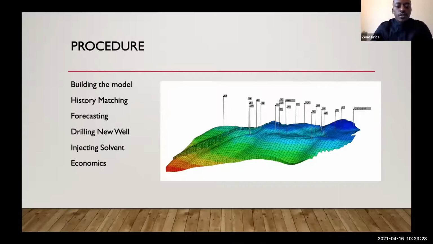Next, we drilled a new well and forecasted that well. We turned one of the wells that was shut in into an injector, and we forecasted that well as well. Then we were able to inject solvent, and this is where we were able to find the cost to drill a 10,000 foot infill well and how much it would cost to inject solvent at a specified rate. From here, we were able to calculate our economic cost.